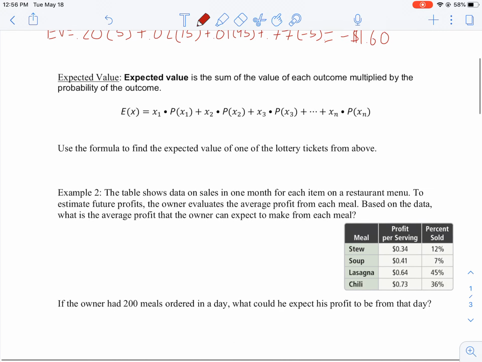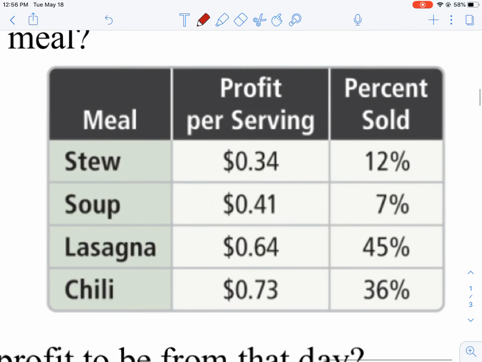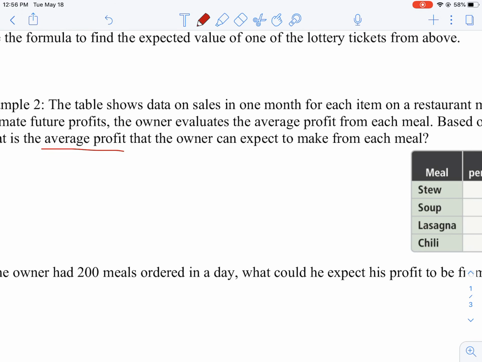So we're gonna look at two more examples here, all right? This one is about a restaurant and how much profit they make per serving, which means just serving the meal one time. And then also the percent of time that they sell that meal. Now, the reason we wanna look at this is because not all meals are sold equally. So they want us to find the average profit from each meal, okay?